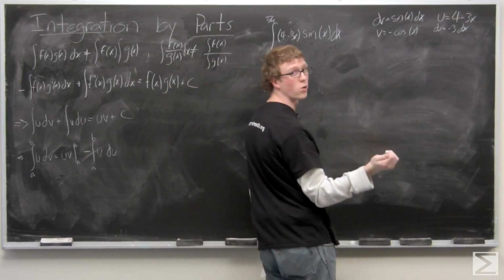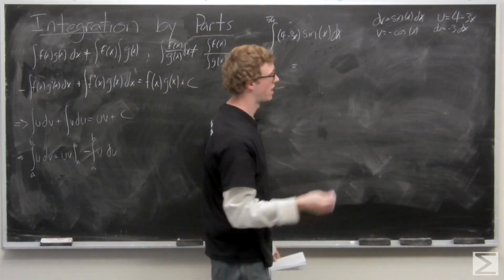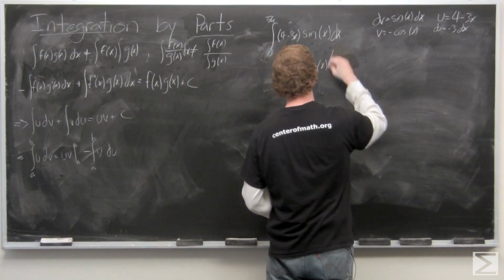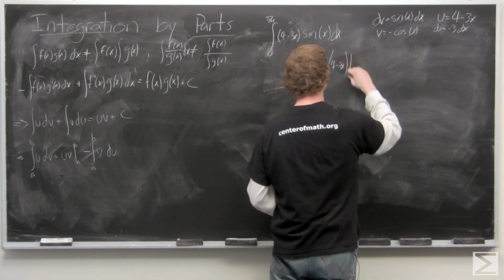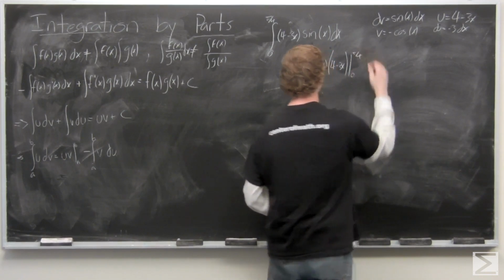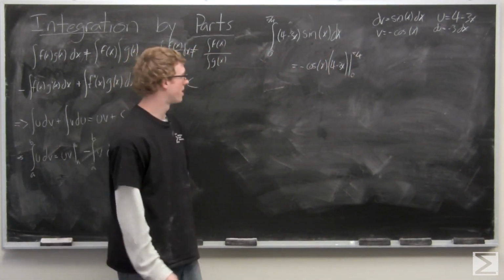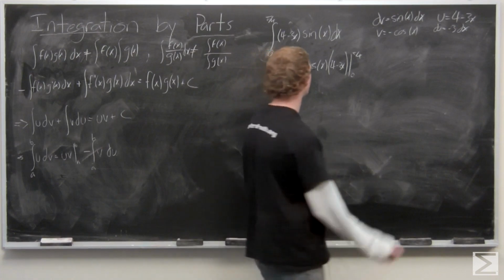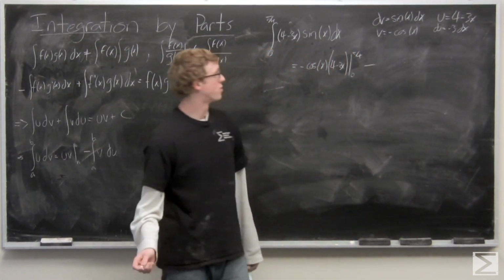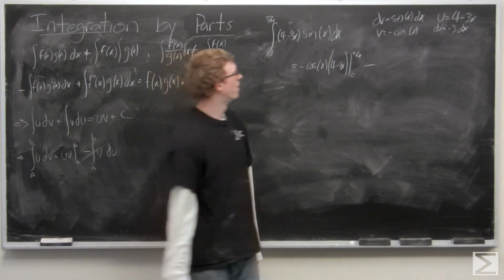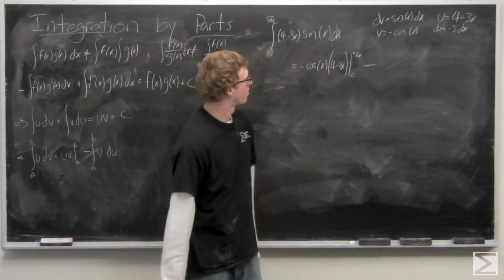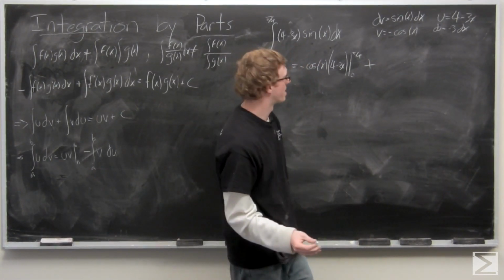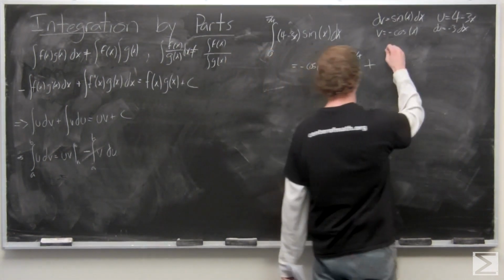So uv is 4 minus 3x times negative cosine of x. So we have the negative cosine of x times 4 minus 3x evaluated from x equals 0 to x equals pi over 4. And now normally we subtract v du, but since v is negative, we're going to go ahead and add it and get rid of this negative sign on the inside of our integral.